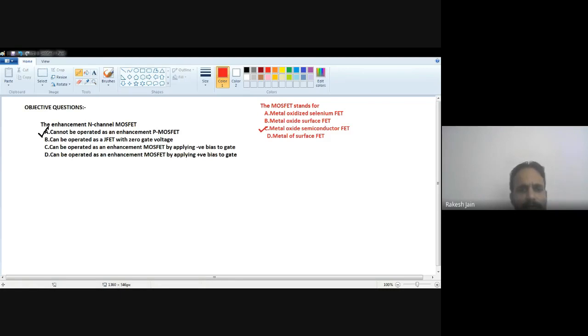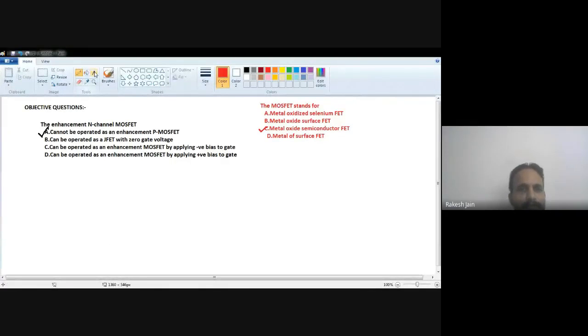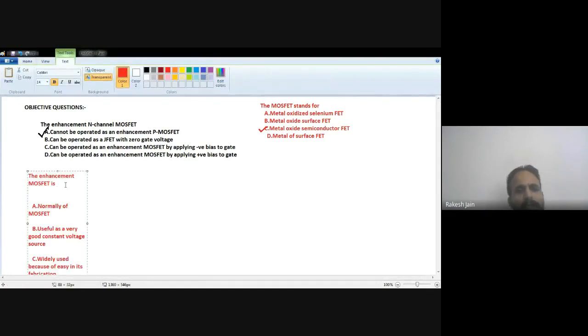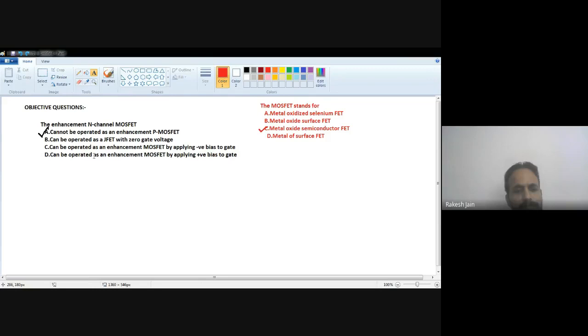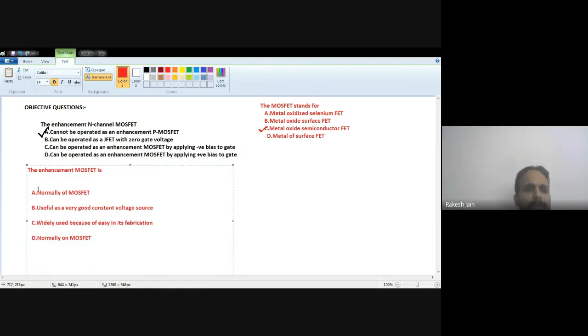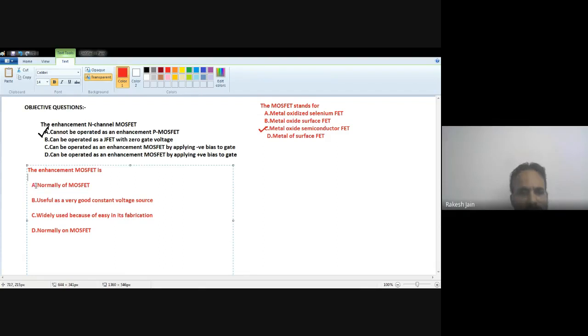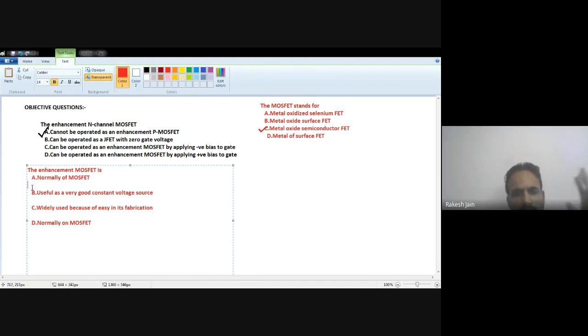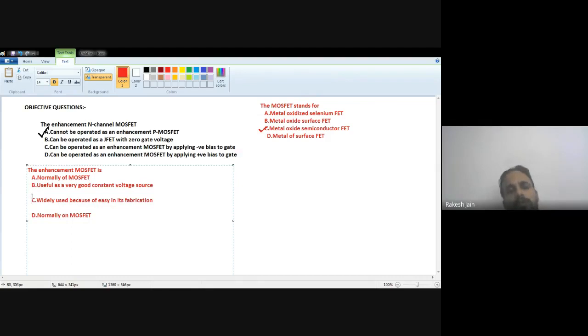Now see this one. Your third question is, the enhancement MOSFET is, see very carefully. The enhancement MOSFET is useful as a very good constant voltage source. No, it is not possible. Either enhancement only or depletion enhancement, they cannot be used as a constant voltage source. So answer B is not correct.